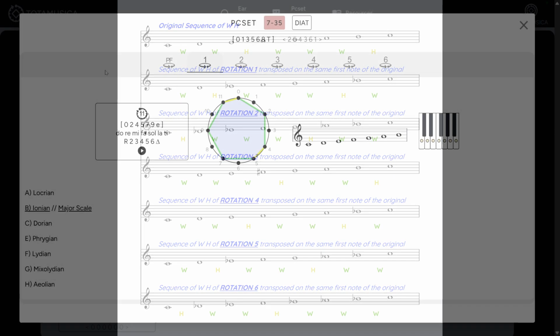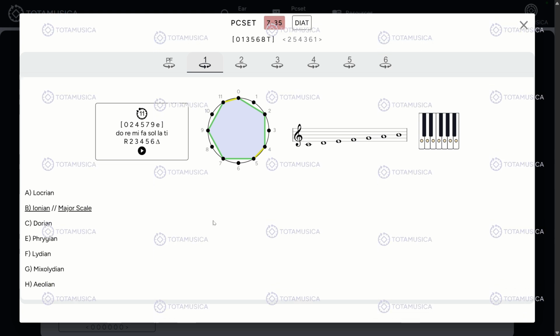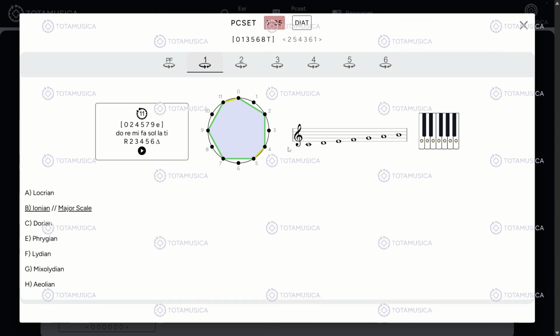In line with this principle, Toda Musica presents rotations of the sets by always beginning from the note 0C. This approach helps us become familiar with the distinct sounds of each set.